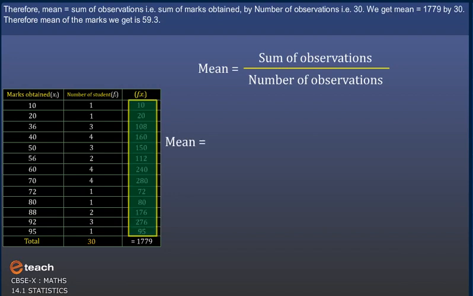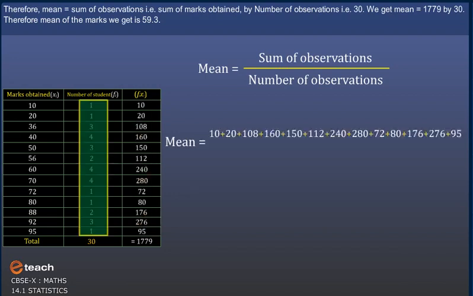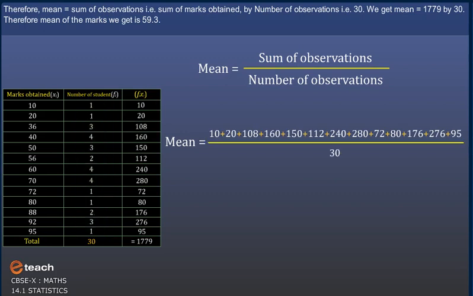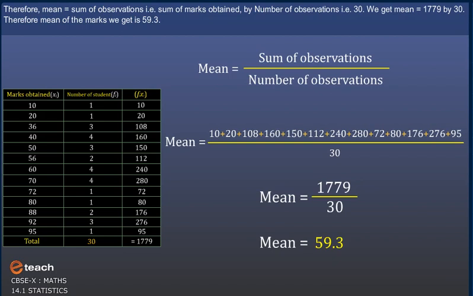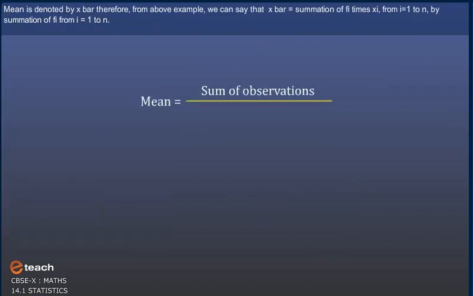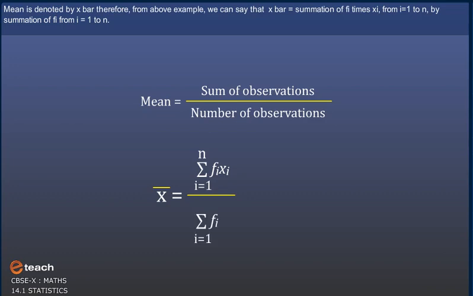Therefore, mean is equal to the sum of observations, that is, the sum of marks obtained, upon the number of observations, that is 30. We get mean is equal to 1779 by 30. Therefore, the mean of the marks we get is 59.3. Mean is denoted by x bar. Therefore, from the above example, we can see that x bar is equal to summation of fi times xi from i equal to 1 to n by summation of fi from i equal to 1 to n.